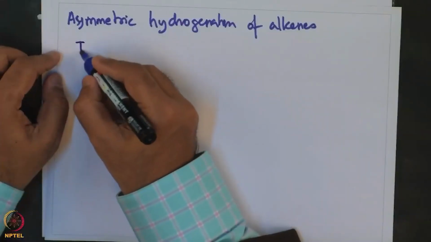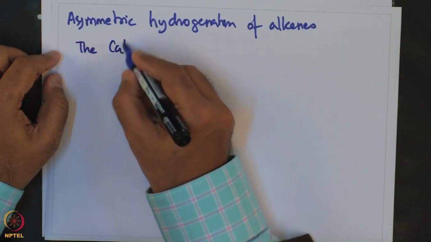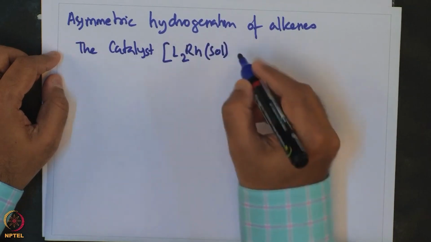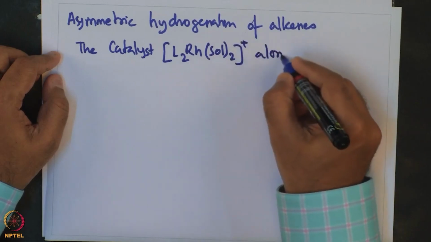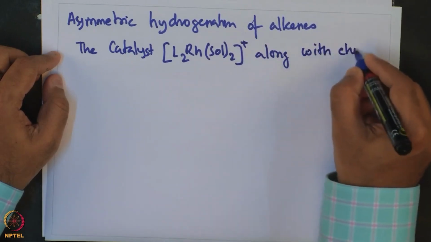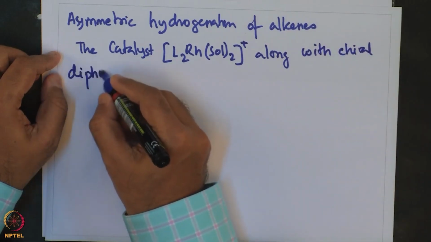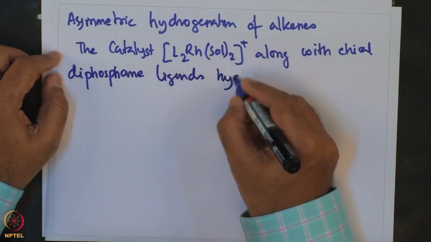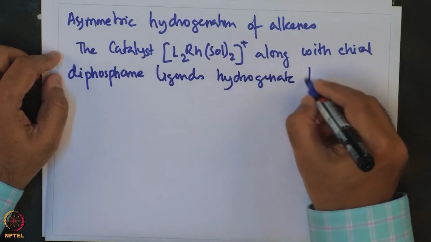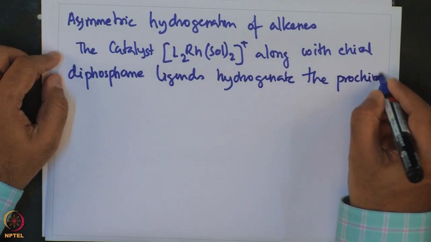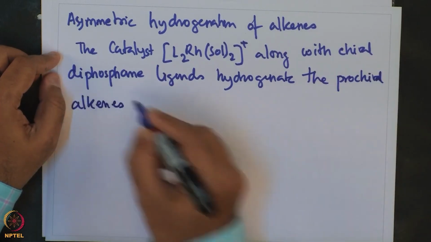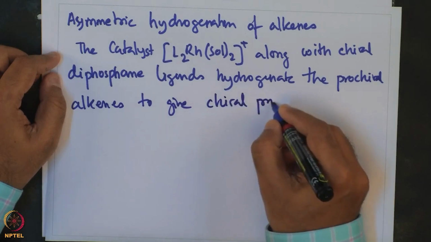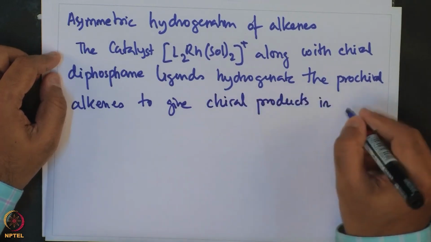So, the catalyst L2 rhodium Sol2 plus, along with chiral diphosphane ligands, hydrogenates the prochiral alkenes to give chiral products in high enantiomeric selectivity.